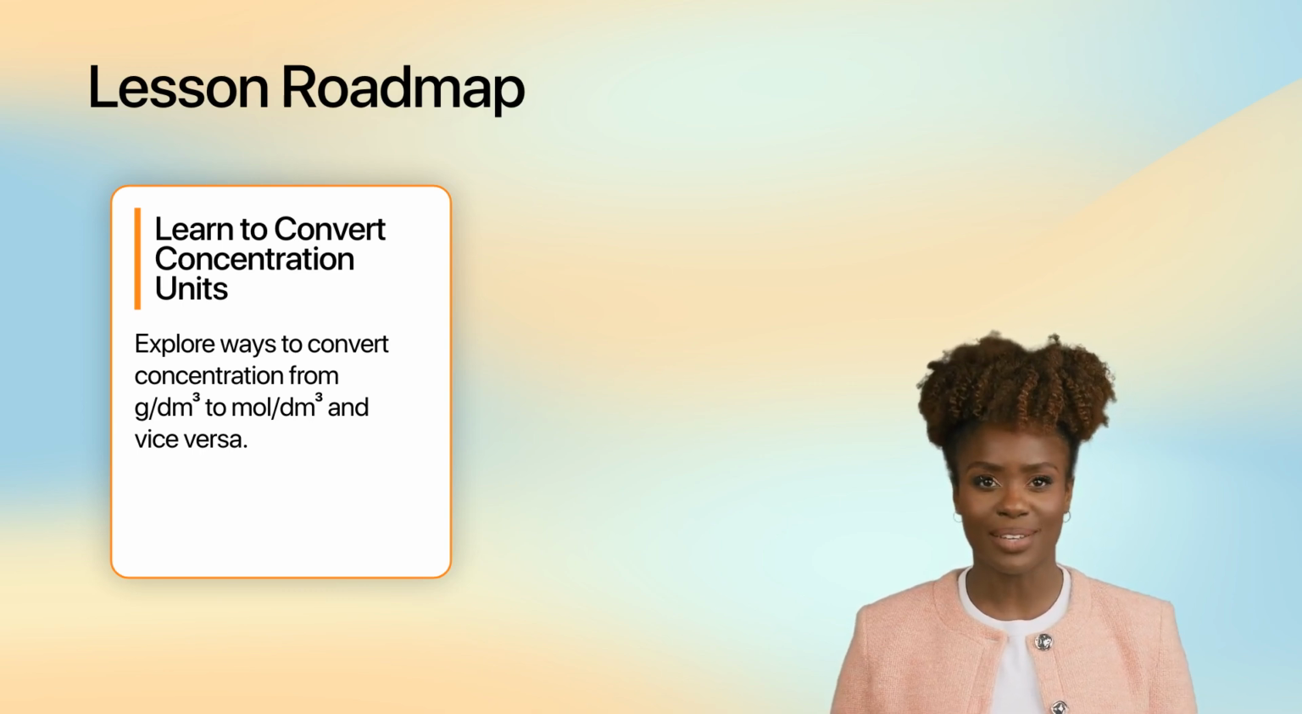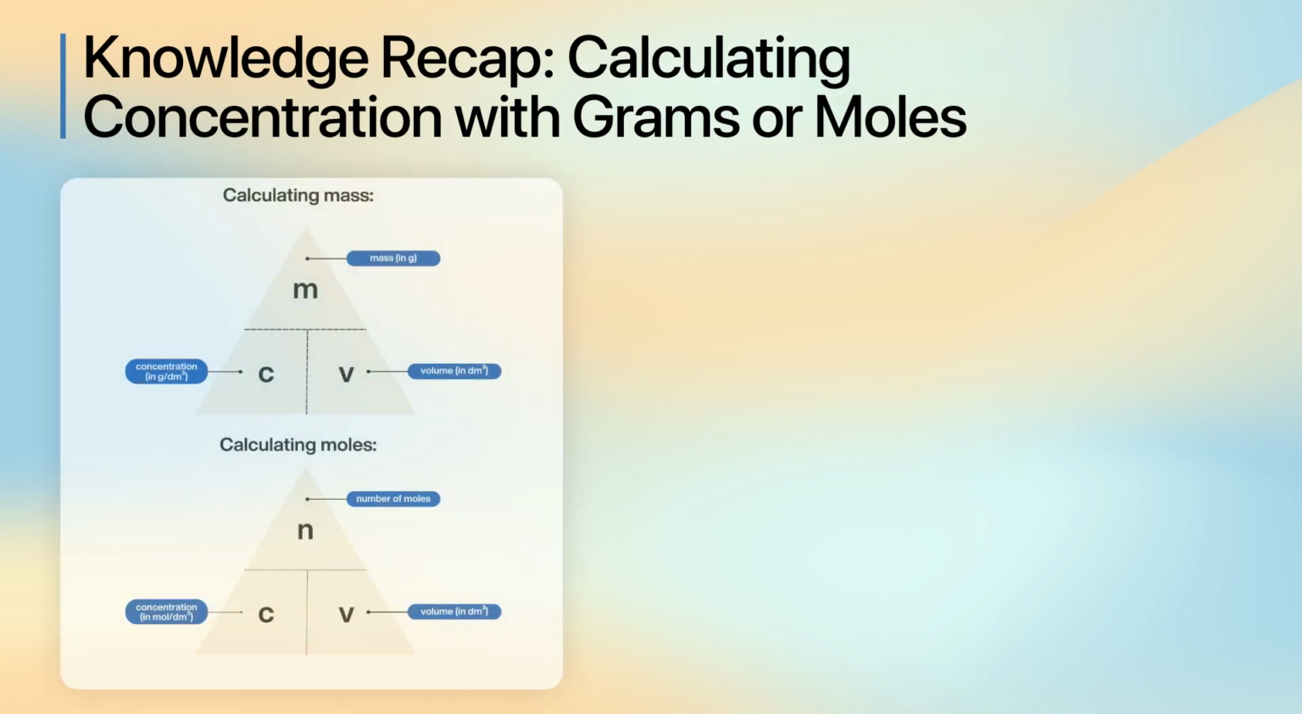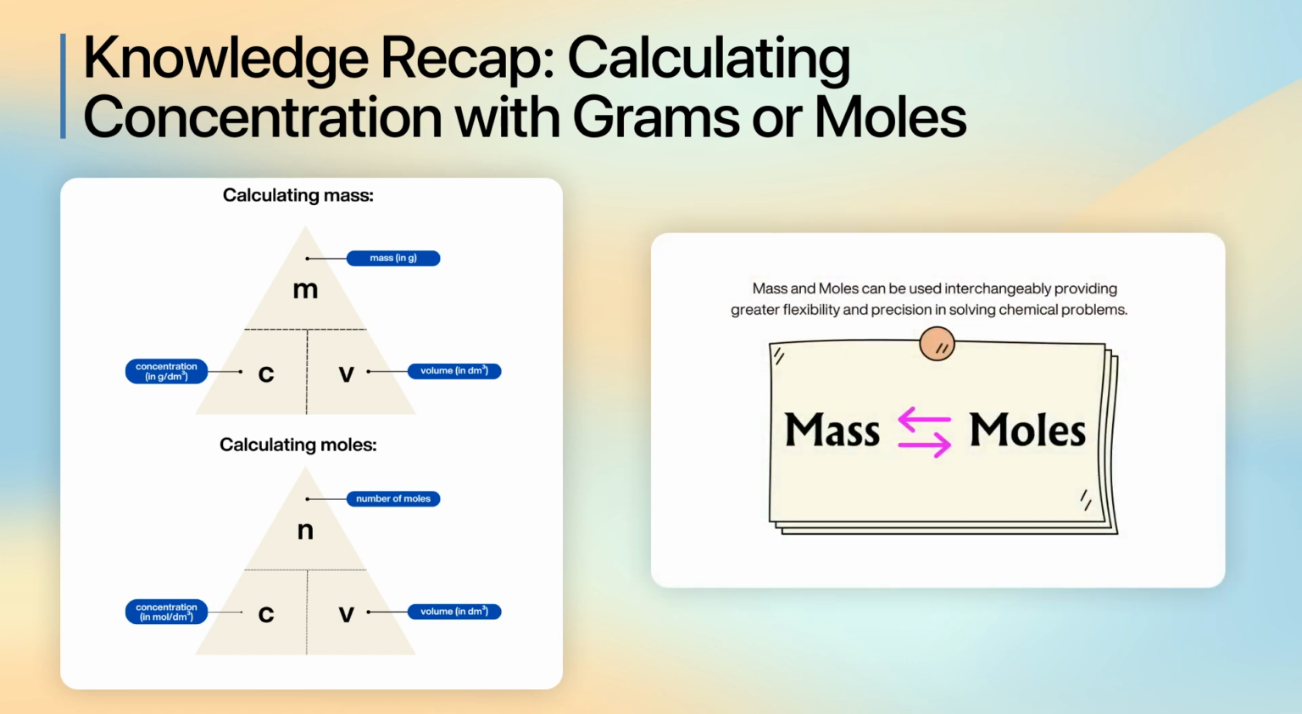So far, you've become familiar with calculating the concentration of a solution in terms of both mass per volume and moles per volume. Understanding these basic concentration calculations forms a crucial foundation for today's lesson. Building on this foundation, today's lesson will enhance our chemical understanding by bridging these two ways of expressing concentration. This is important because it allows us to interchangeably use mass and moles, providing greater flexibility and precision in solving chemical problems.